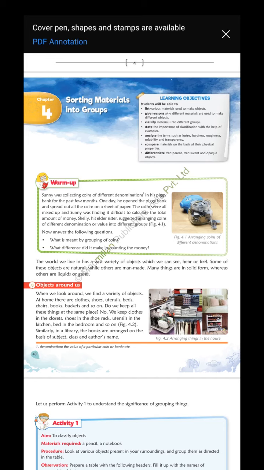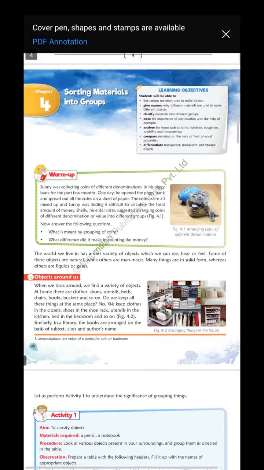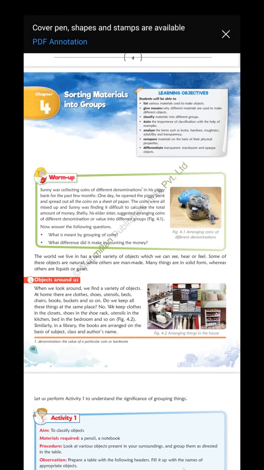See, students have to know this information, that is, list various materials. First we have to collect a list, then only we can sort. On the basis of the list only we can sort. Sort means rearrange. Then afterwards we have to prepare the list and reasons for the materials used to make different objects, and why we are using different objects for making different things. And classification: state, analyze, compare and differentiate.